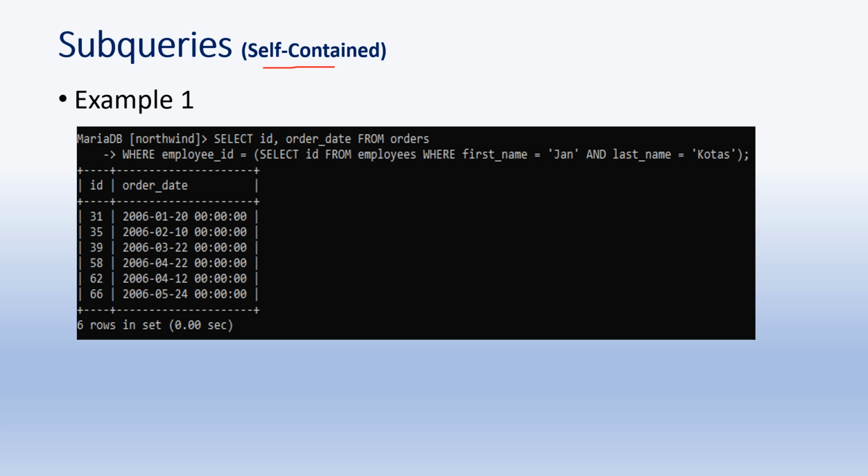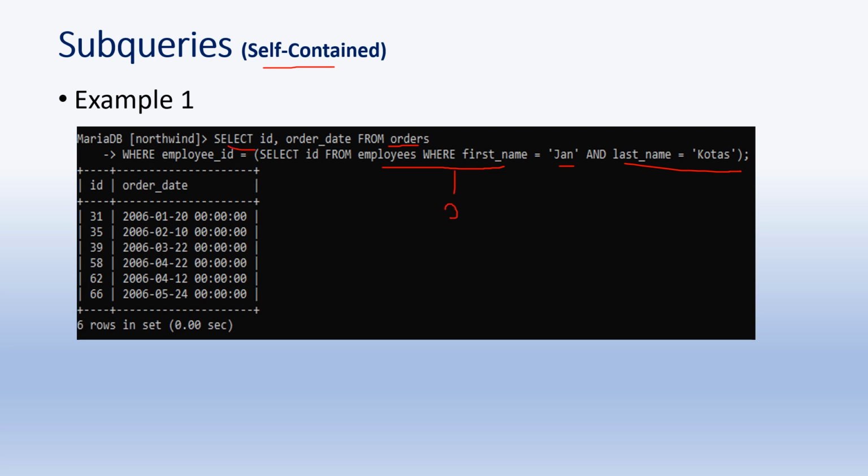This is example 1. So select ID, you select the column, and then from what table, where employee ID, and then you put inside a bracket here: select ID from employee, where first name is Jane and last name is Kotas. So you find the employee ID where their first name is Jane and last name is Kotas first. Then you have the record, and then you proceed with the second statement.